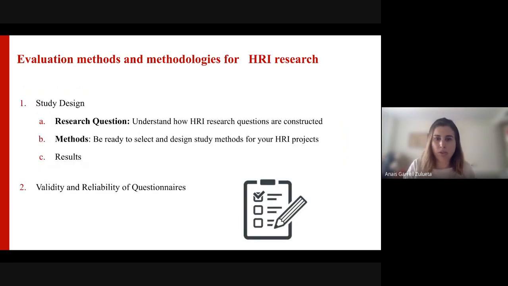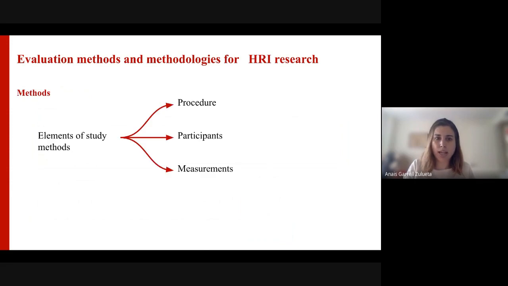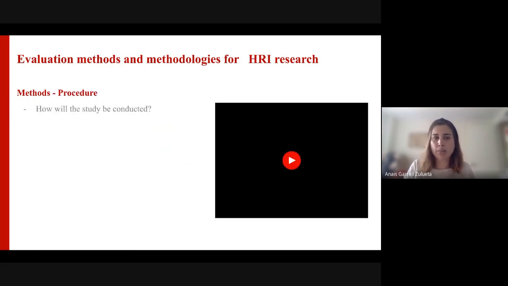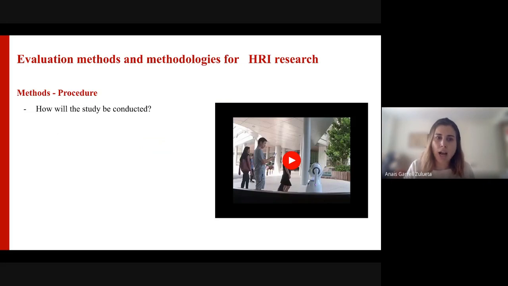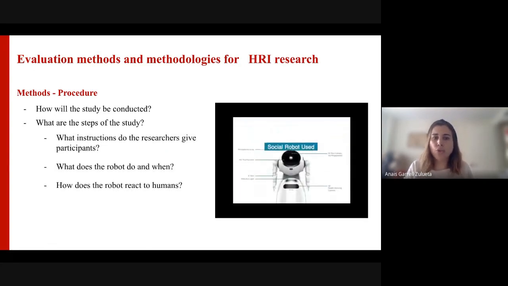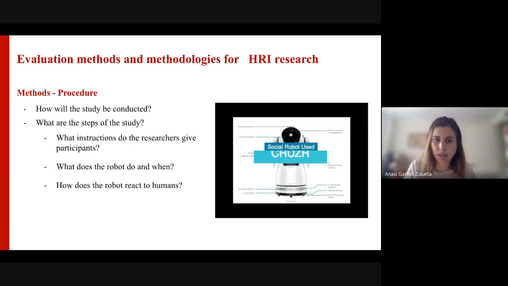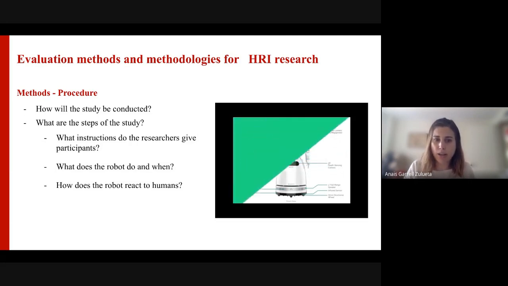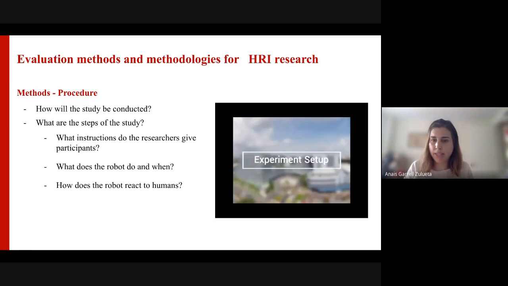Now the methods. The elements of a study are the procedure, the participants, and the measurements: who will do the experiments, how we perform the experiments, and what we will measure. Regarding the procedure, you have to define how the study will be conducted. What are the steps of the study? What instructions will you give to the participant? What does the robot do and when? And how does the robot react to humans? Basically, you have to decide all the steps of your experimental setup.